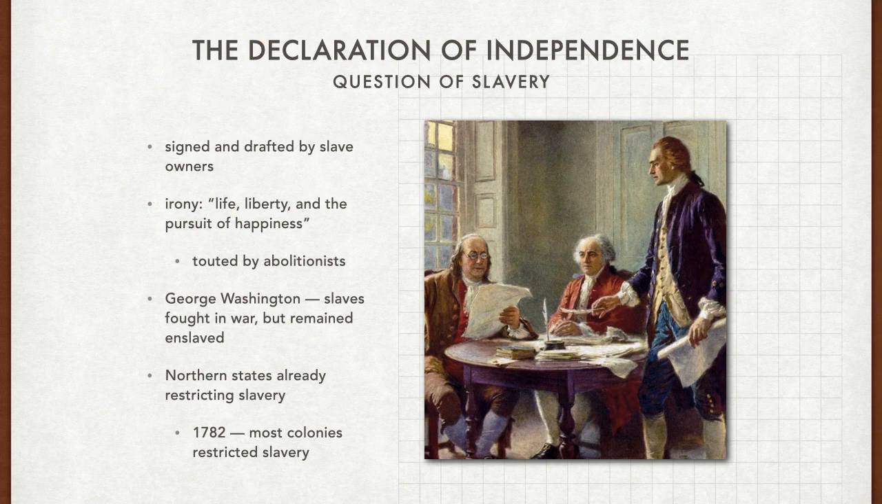So the Declaration called for the secession of the American colonies from British rule, declaring their intention to create their own independent, democratic country. The United States of America is the name they came up with, right? However, not only was this document signed and drafted by slave owners, but it also ironically called for life, liberty, and the pursuit of happiness.